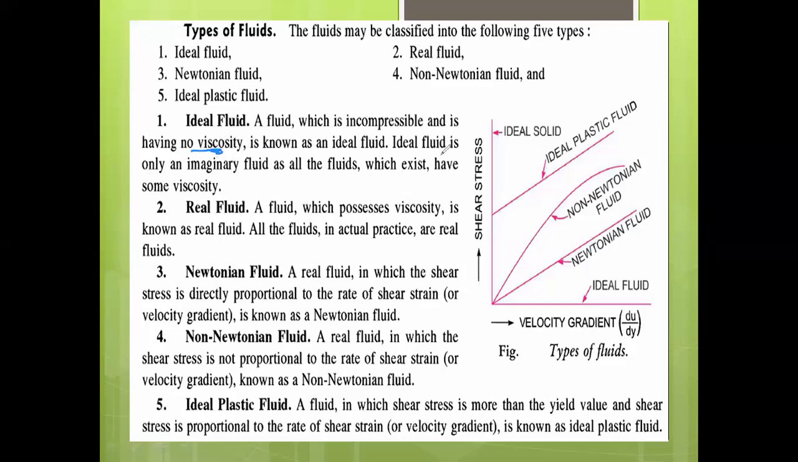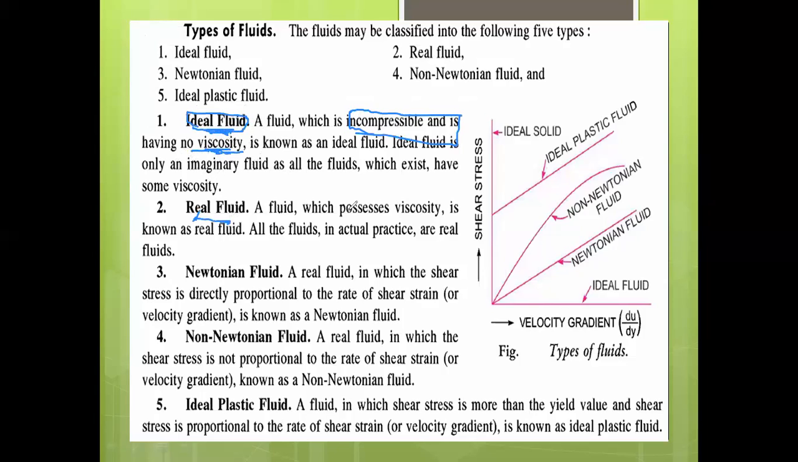But in case of water, the viscosity is very low. So ideally, you can say that it is near to the ideal fluid, but it is not exactly, or it cannot be said that it is a true answer for that. So the ideal fluid is an imaginary concept, because in nature, though the liquids are incompressible, they will possess some kind of viscosity. So ideal fluid is an imaginary concept.